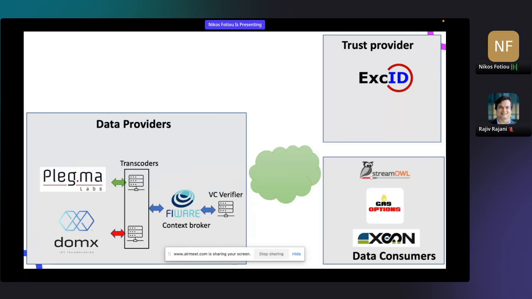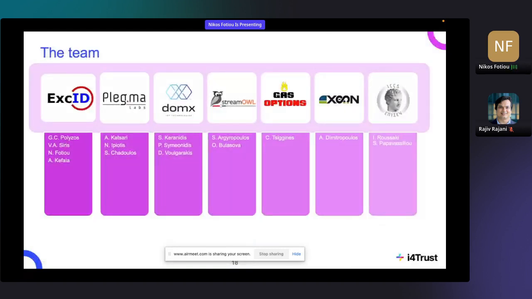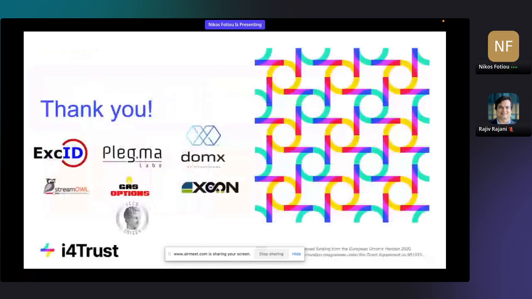And when it comes to data consumers, one of our partners, Streamall, will develop the two AI models, and the fault detection AI model will be used by Gas Options, which is a large gas installation service in Greece, and the energy efficiency tips AI model will be used by Hthon, which is also a very large-scale building management company in Greece. Our team also includes the Digital Innovation Hub of the National Technical University of Athens. We are a big consortium, but we have already worked together in the past, so there is good chemistry among us, and we are really looking forward to implementing this project. So, thank you.